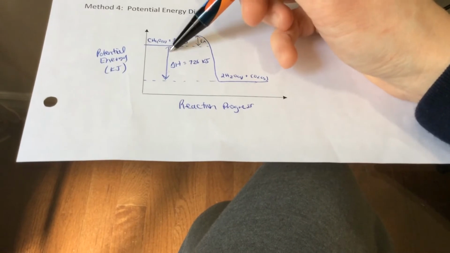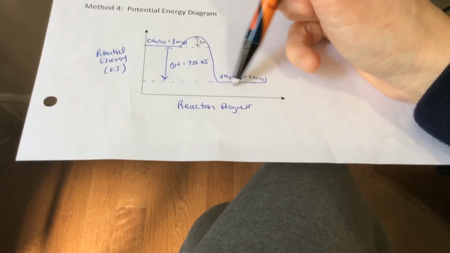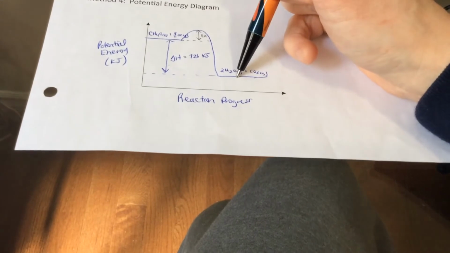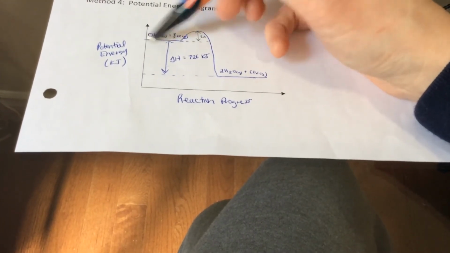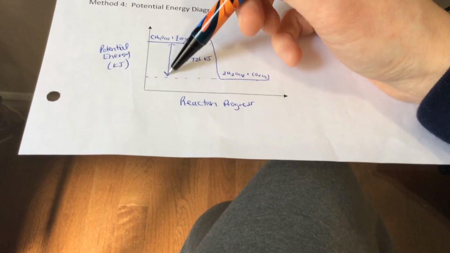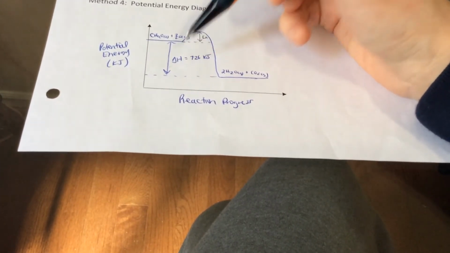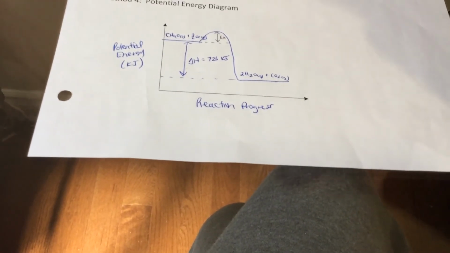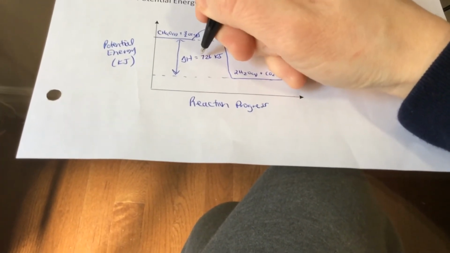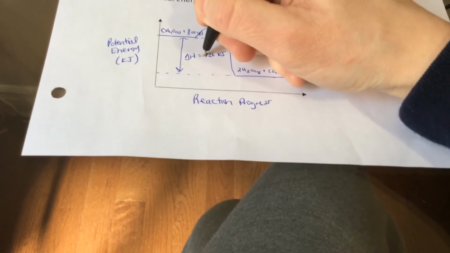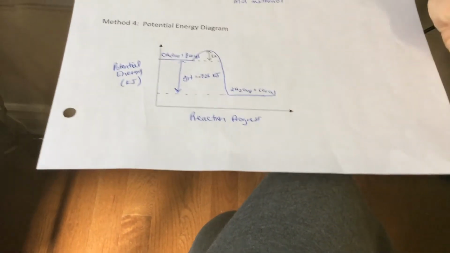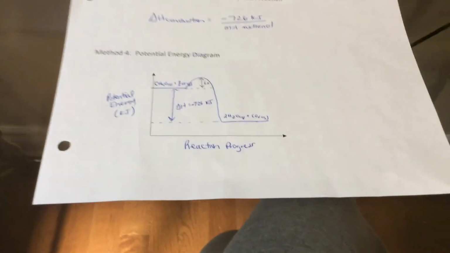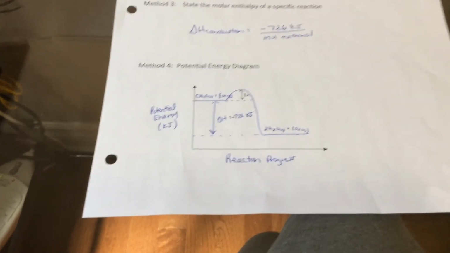And the difference between the potential energy held in the bonds of the products and the potential energy held in the bonds of the reactants, that difference right here is our delta H value, our change in enthalpy. It is 726 kilojoules. And this needs to be a negative value because it is released. So those are the 4 different methods of representing chemical equations. We'll do another example.